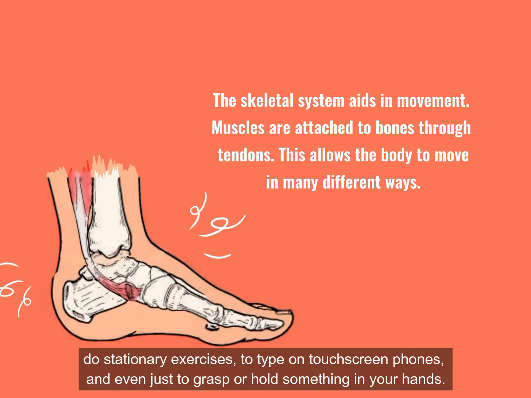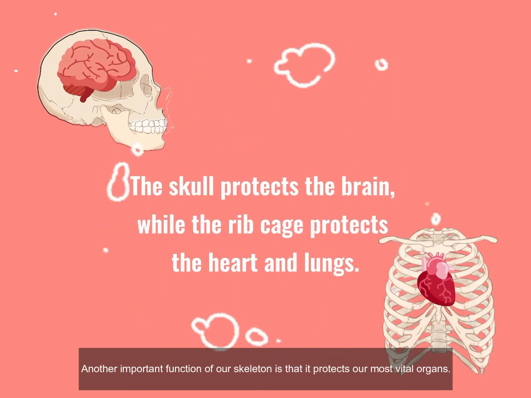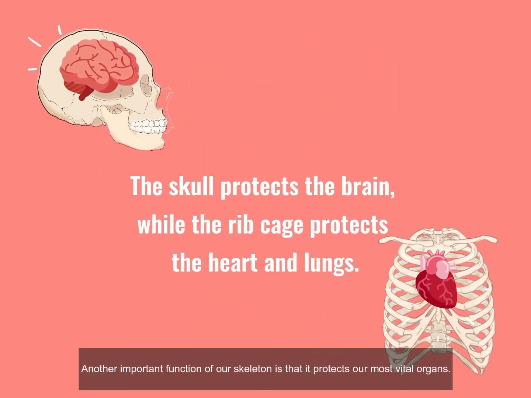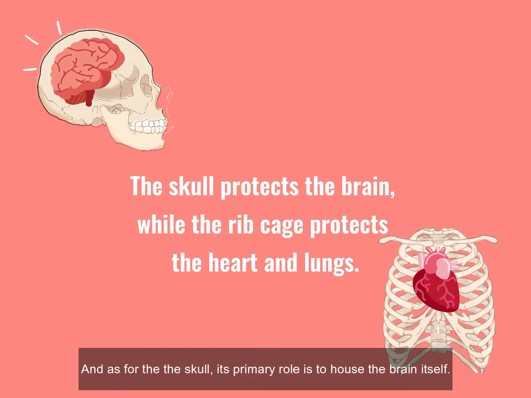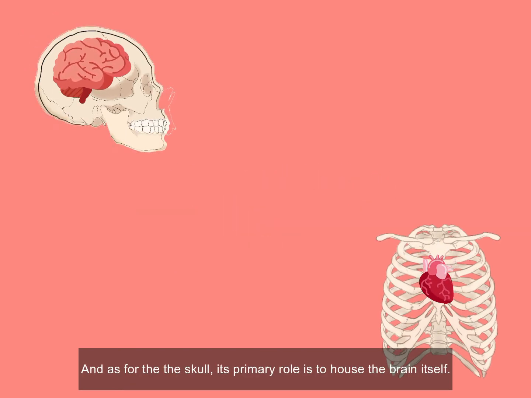in your hands. Another important function of our skeleton is that it protects our most vital organs. If you look at the ribcage, for example, it protects our heart and lungs and other organs. And as for the skull, its primary role is to house the brain itself.